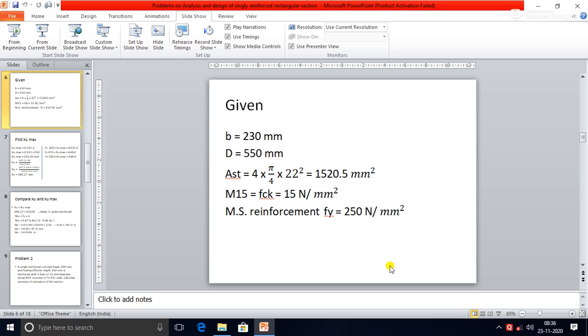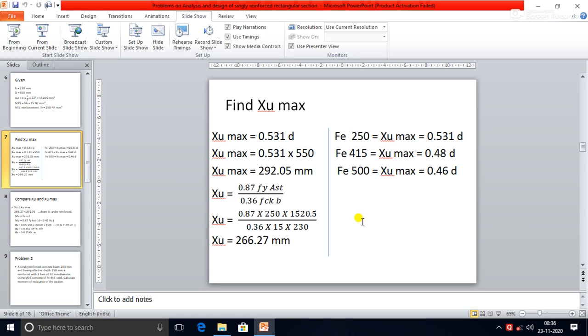So the given data is B equal to 230 mm, D 550 mm. Here this D is small d; by printing mistake it is taken as capital D. Actually this is small d, that is the effective depth, 550 mm. AST, you have to calculate: 4 bars are given of 22 mm diameter. So 4 into pi by 4 into d square, that is 1520.5 mm square. M15, that is FCK 15 Newton per mm square. Mild steel reinforcement is given, that is Fy 250 Newton per mm square.